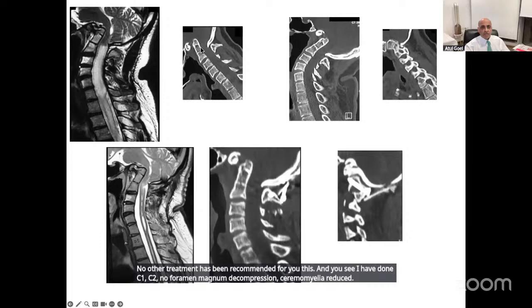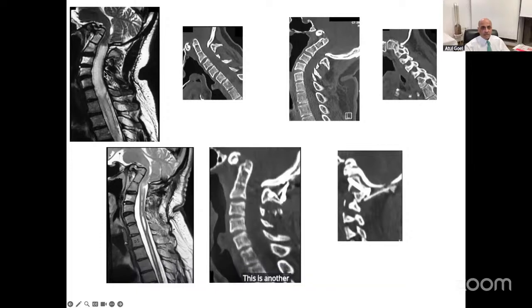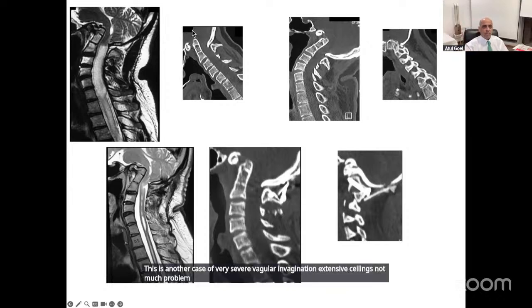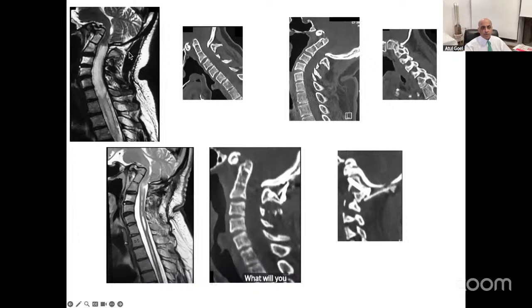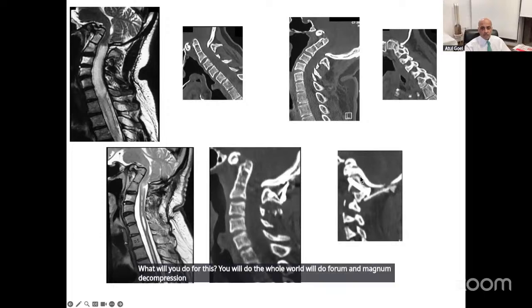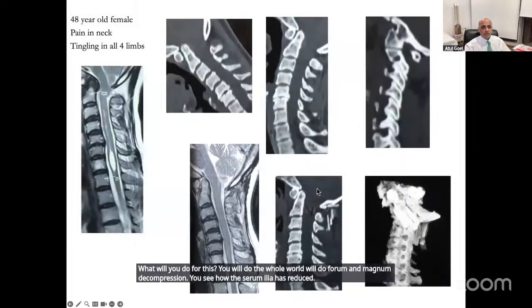This is another case of very severe basilar invagination, extensive syrinx, not much problem here. You give me your answer. What will you do for this? The whole world will do foramen magnum decompression. You see how the syringomyelia has reduced following C1, C2 fixation.